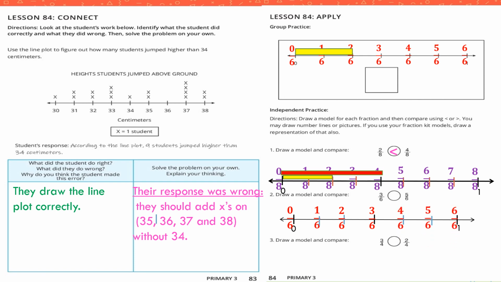Let's locate 3 over 6 and 5 over 6. Let's locate 5 over 6. You should start from 0 till 5 over 6. Which is bigger here? The blue line about 5 over 6 or the yellow line about 3 over 6? Yes, 5 over 6 is bigger than 3 over 6.